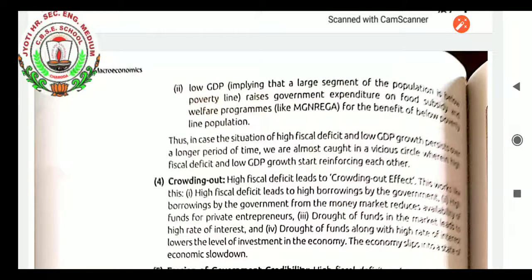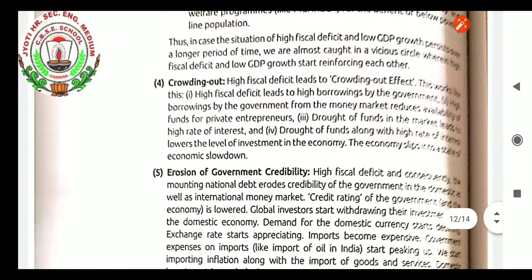below the poverty line, which raises government expenditure on food subsidy and welfare programs like MGNREGA for the benefit of the below poverty line population. Thus, if the situation of high fiscal deficit and low GDP growth persists for a longer period of time, we are almost caught in a vicious circle wherein high fiscal deficit and low GDP growth rate reinforce each other. Crowding out. What do you mean by crowding out, students?